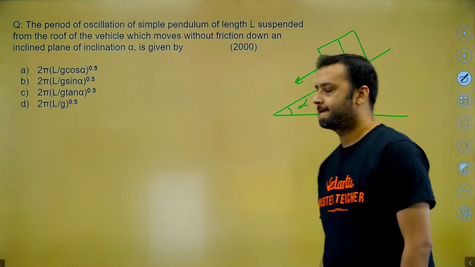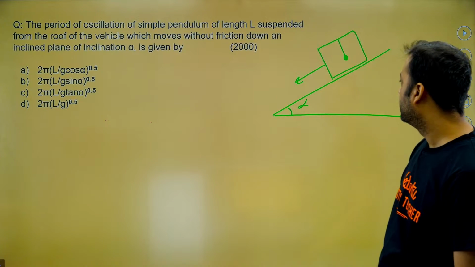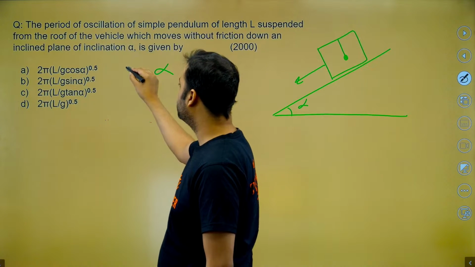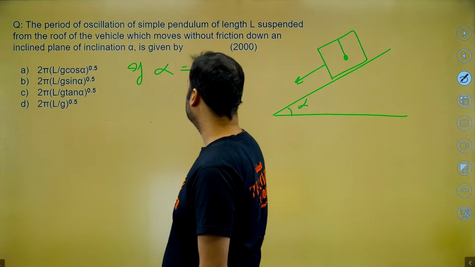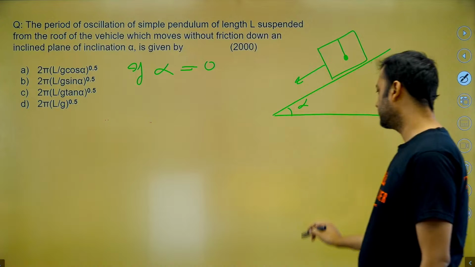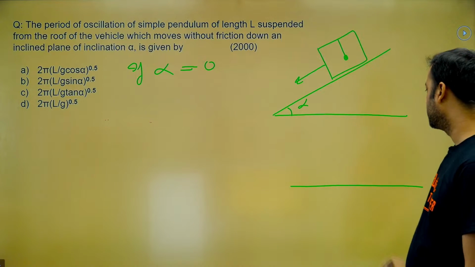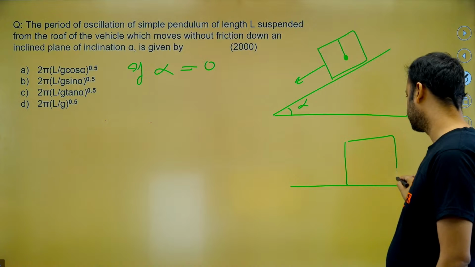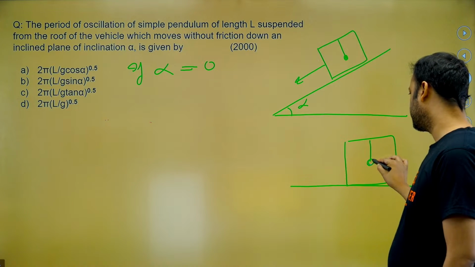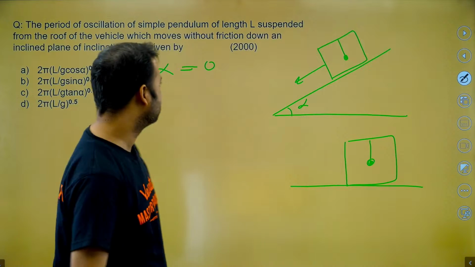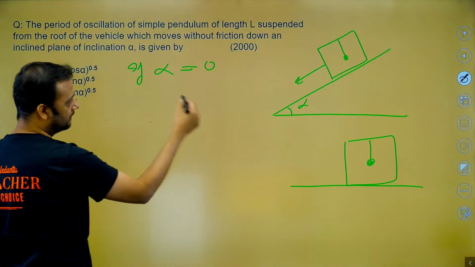Now, what is the time period of this? Imagine if alpha is 0. What happens? If we assume alpha to be 0, then the inclined plane becomes a normal ground. So the vehicle will become like this, and this becomes a normal pendulum.